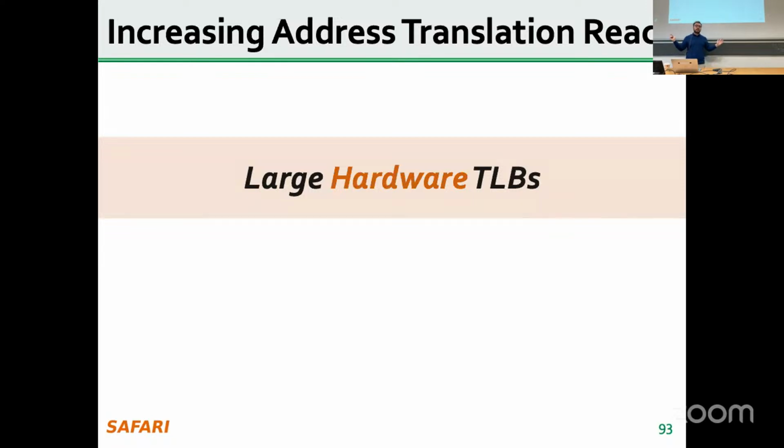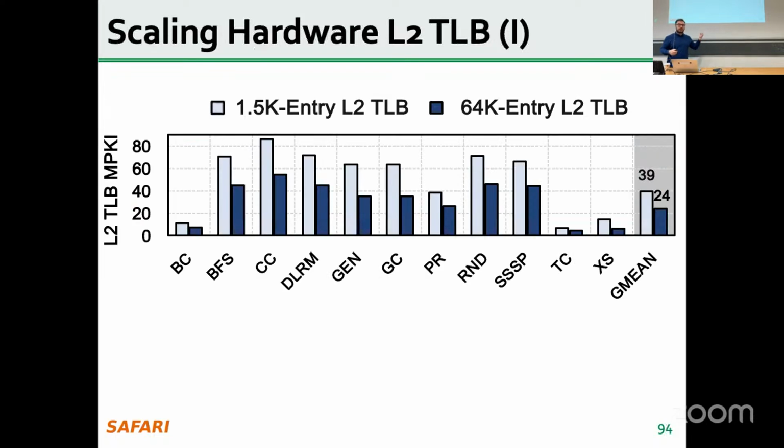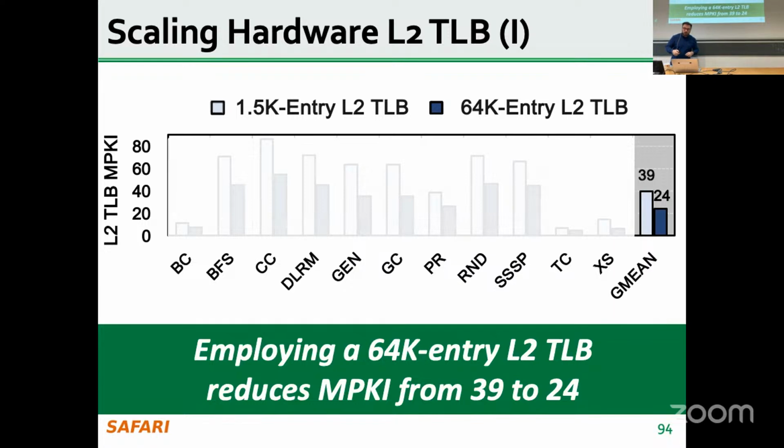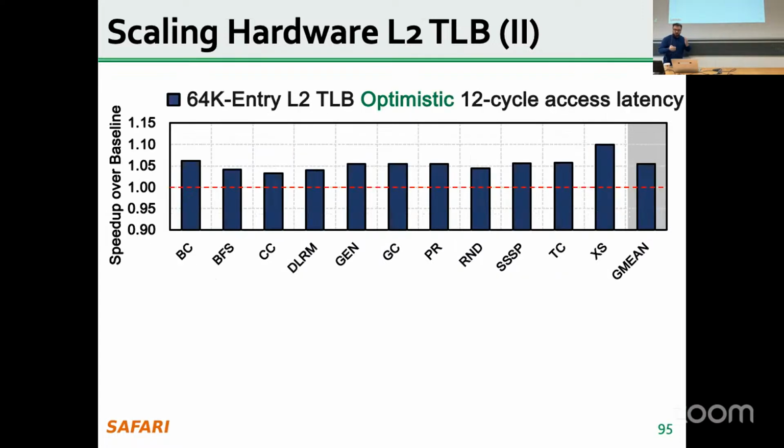One straightforward technique is to make the hardware TLBs much larger. In this example, we demonstrate the L2 TLB MPKI in two configurations. The conventional L2 TLB, 1.5K entries, which is what a modern Intel processor has, and the second configuration, a 64K entry L2 TLB, which is a very big L2 TLB. If we employ the 64K entry L2 TLB, we can effectively reduce the MPKI from 39 to 24, which is very good.